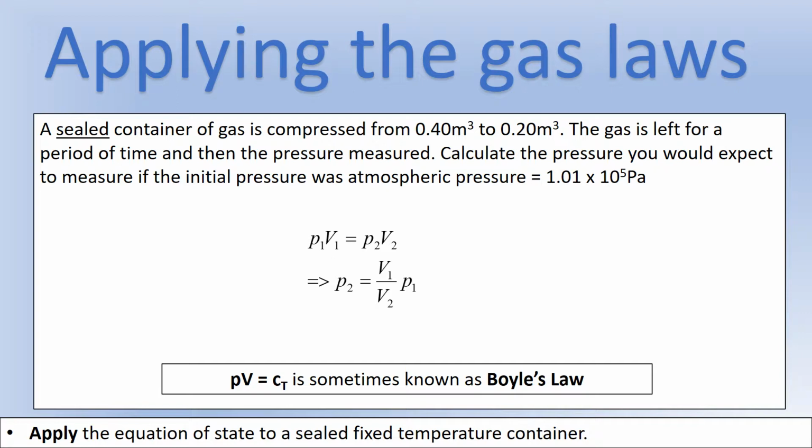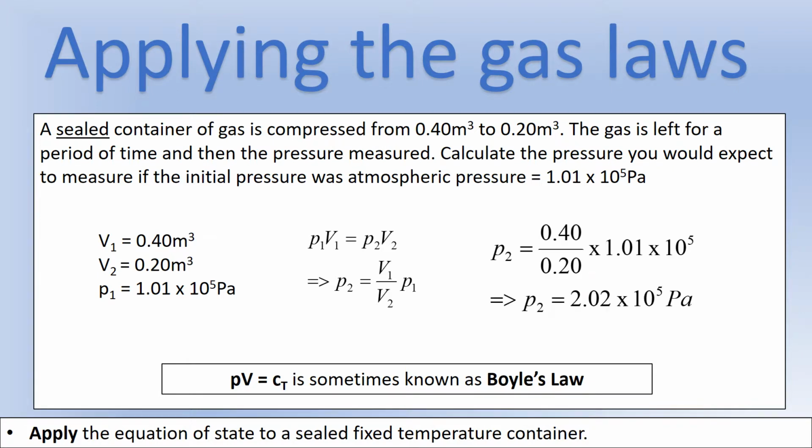So we've got a gas being compressed from 0.40 meters cubed to 0.20 meters cubed, and it's left for a long period of time, and then the pressure is measured. We want to know what the final pressure we'd get is if we know the initial pressure. So these are our values, and again we want to know the final pressure, so I make that the subject of the equation there. So we can put our values in.